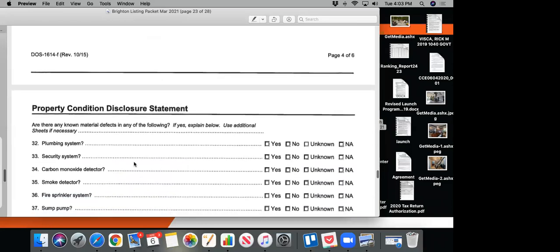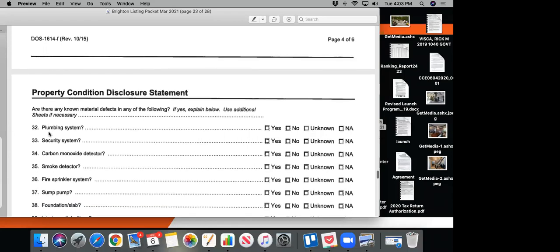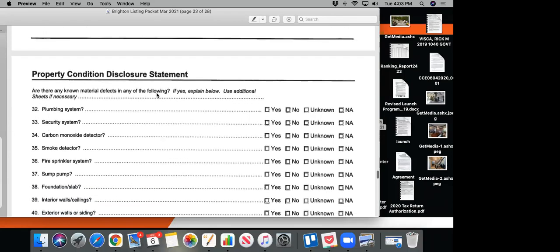And then I always highlight this area right here. Are there any known material defects in any of the following? A lot of sellers will say, plumbing system? Yes, I have a plumbing system. Smoke detector? Yes, I have a smoke detector. That's not the case. It's, are there any known material defects in them? So plumbing system, hopefully it's no. If they don't have a security system, it's not applicable.